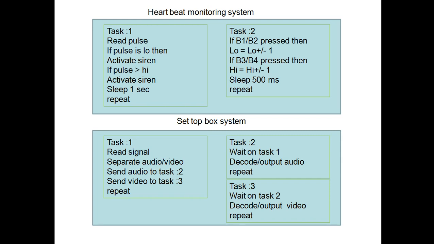Task 2 is: if B1 and B2 are pressed, then Lo equals Lo plus or minus 1, and if B3 and B4 are pressed, then Hi equals Hi plus or minus 1, sleep 500 milliseconds and repeat. And for the set-top box system, same thing. First we read the signal.